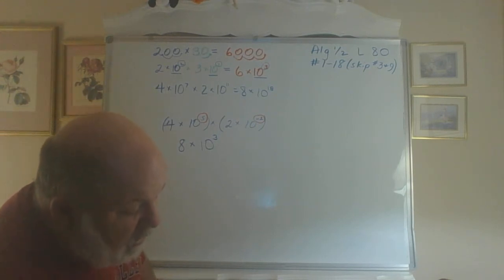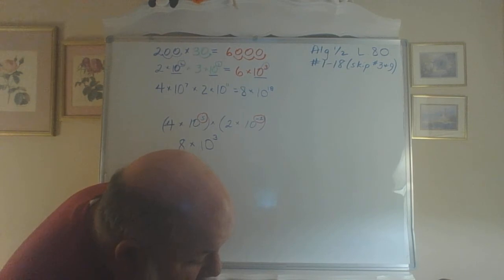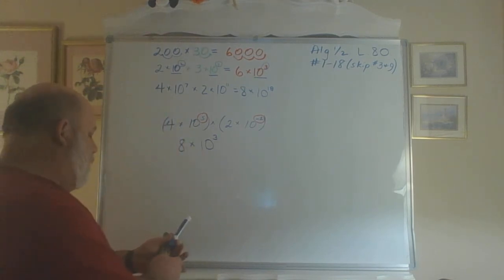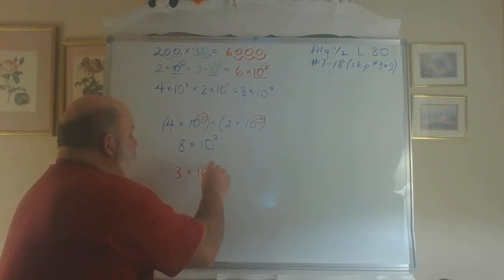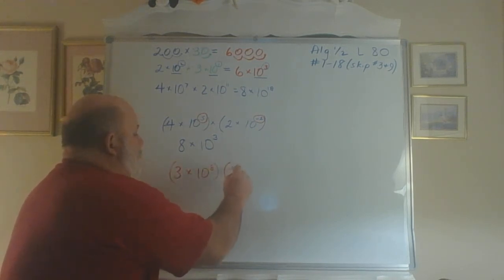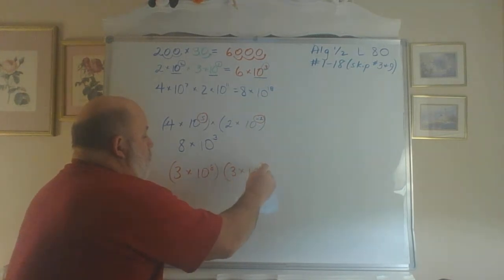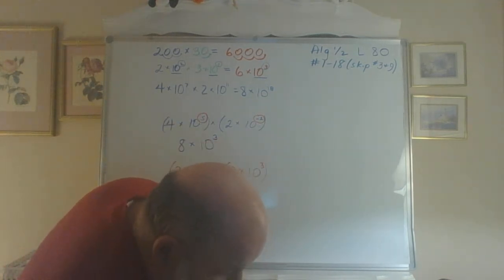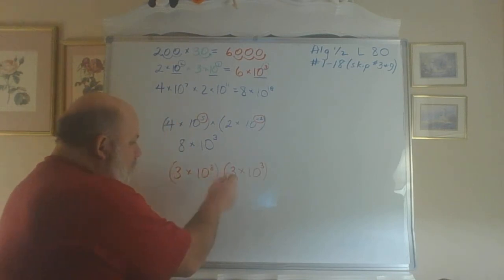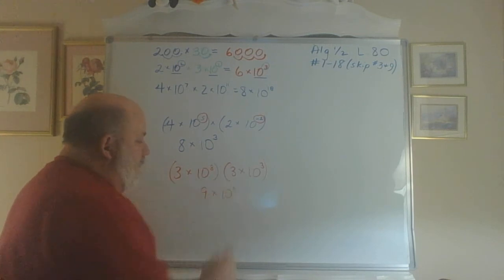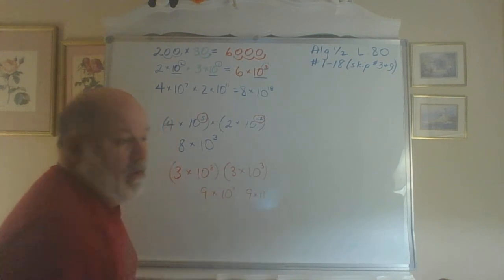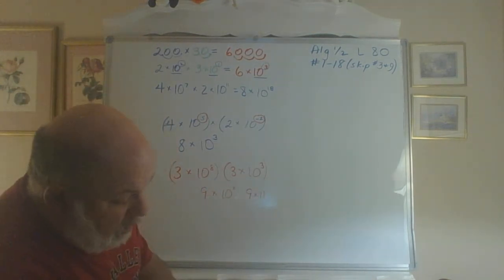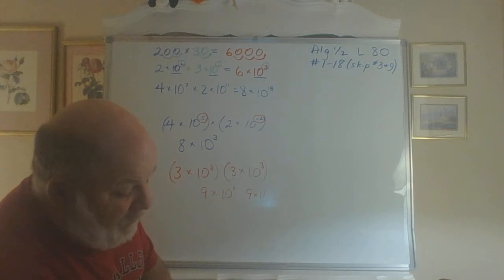The second one says 3 times 10 to the 8 times 3 times 10 to the 3. I'll do it in red. 3 times 10 to the 8 times 3 times 10 to the 3. Okay. 3 times 3 is 9. 8 plus 3, 11. Do not write 9 times 11. I have seen students do that. You must have the 10 to the 11 power.